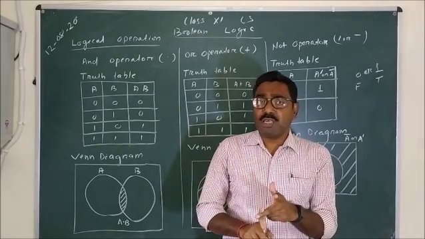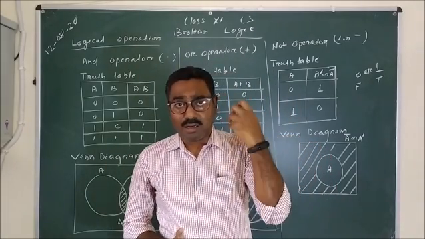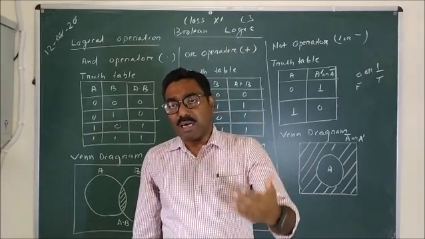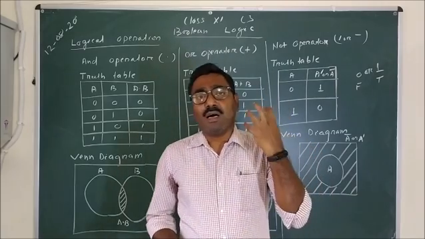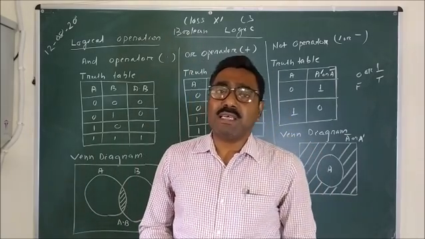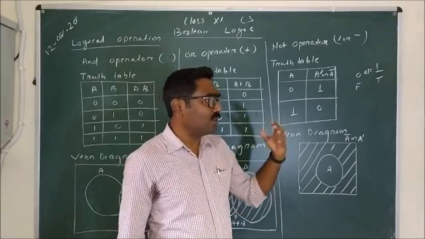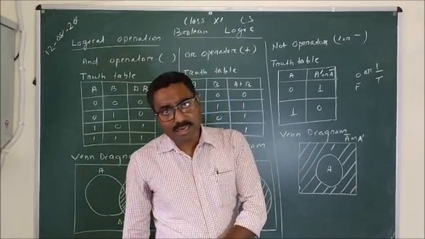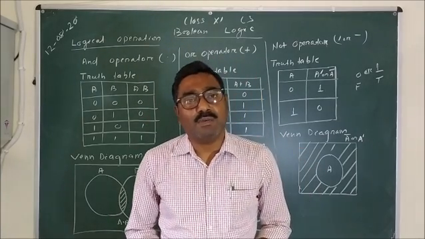Third is the truth table, and fourth is the Venn diagram. Now, when we are talking about the truth table, we have two kinds of results appearing in it. The input of a truth table is always zeros and ones, so accordingly the output should be zeros and ones, nothing else.